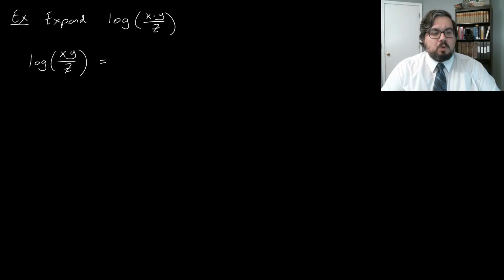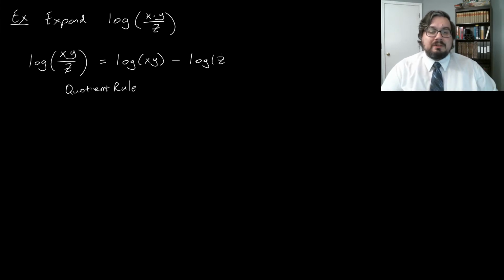So, by the quotient rule, we can write this down as the logarithm of x times y minus the logarithm of z. The numerator comes out at first, and then we subtract the logarithm of the denominator.